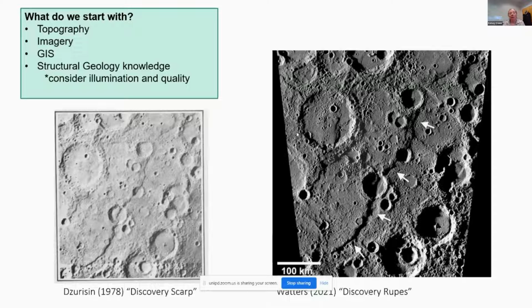So we can look at how data has changed over time in terms of our ability to visualize thrust fault related landforms. This is Discovery Rupes. This is from the Mariner 10 mission, 1974 and 1975. And this is the same feature, but from MESSENGER, which ran from 2008 to 2015. If we're interested in learning about Discovery Rupes, which of these images is better? Which of these data sets serves us more?